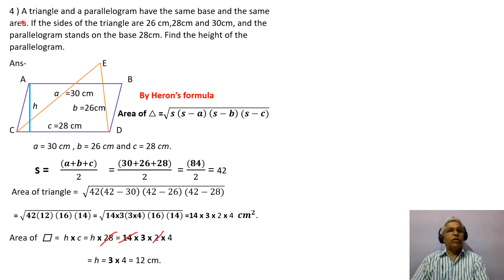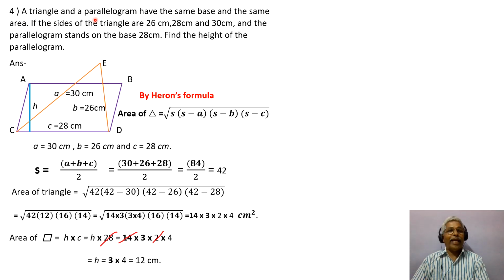A fourth one: a triangle and a parallelogram have the same base and the same area. If the sides of the triangle are 26 centimeters, 28 centimeters, and 30 centimeters, and the parallelogram stands on the base 28 centimeters. Okay, this is a very important sentence. Find the height of the parallelogram. The base is the same, and the parallelogram stands on the base 28 centimeters. So read it again.